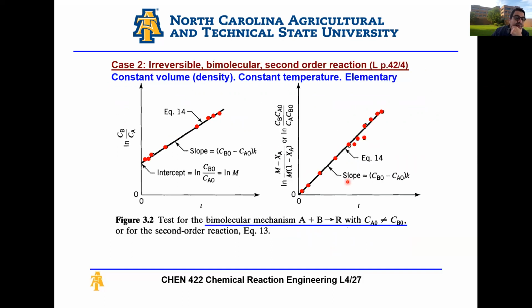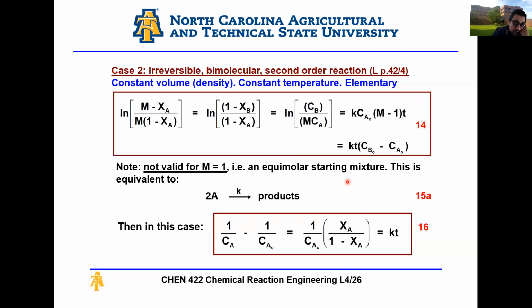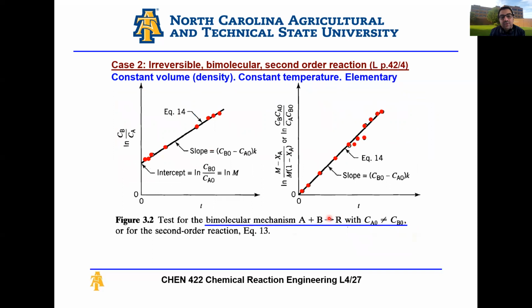Okay, and then I have case 3, which is irreversible monomolecular second order reaction, which is basically this equation right here, right? It's irreversible monomolecular second order. So in this case, I have 2A goes to products. My reaction rate is equal to k CA squared.